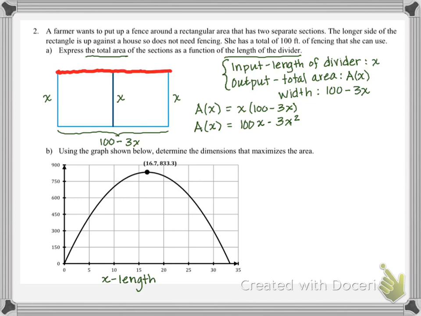Yeah, it's the area because I'm just looking at that list and identifying my input and my output. So my input was length and my output is area.